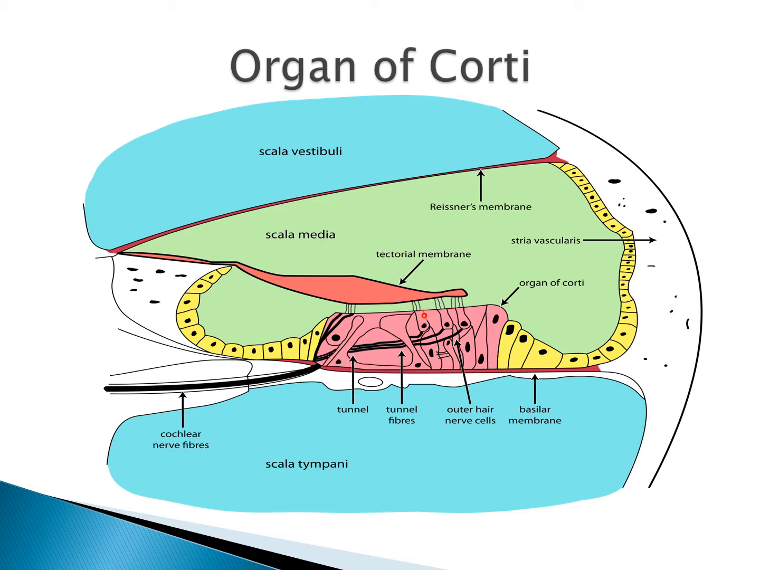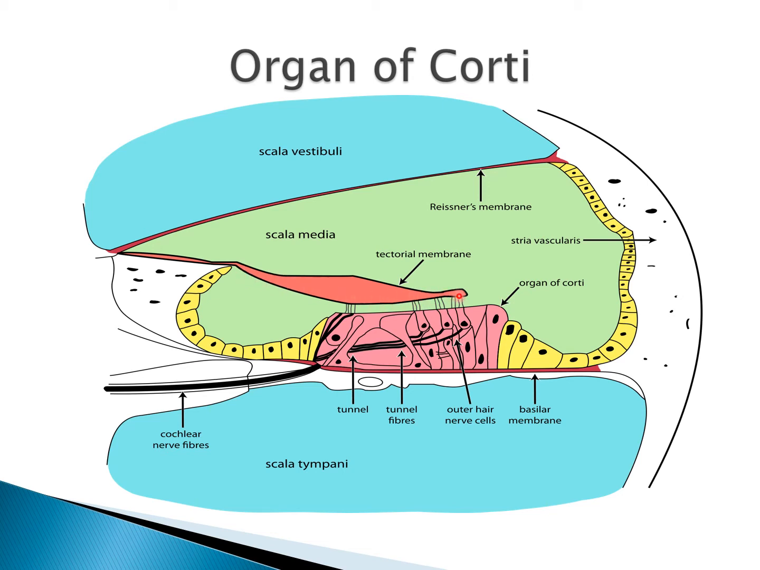In organ of Corti, there are various cells. So here, these are the outer hair cells, which are more in number, and then there are the inner hair cells which are less in number. Then between these two hair cells there is a space or tunnel which is called tunnel of Corti, and this tunnel has cortilymph in it. So in scala media there is endolymph, in scala vestibuli and tympani it is perilymph, but in tunnel of Corti there is cortilymph.